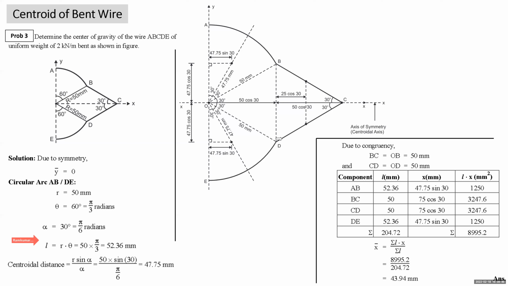Similarly, for this wire CD, it is 75 cos 30, right? And the length of the wire CD is 15. Now we come to arc length D. It is again 52.36. The x coordinate of the centroid of this wire is again identical to what we learned for AB, 47.75 sin 30. Then this is summarized. You get summation L, L into X, summarized in this column, summation LX. X bar is going to be summation LX upon summation L. Substitute the values of summation LX and summation L, and you get the value of X bar.